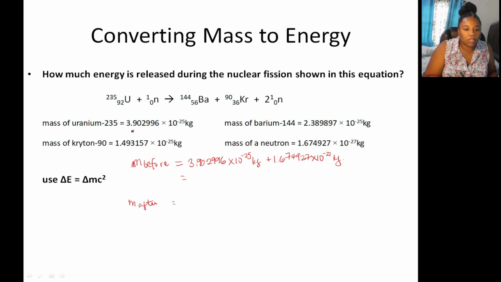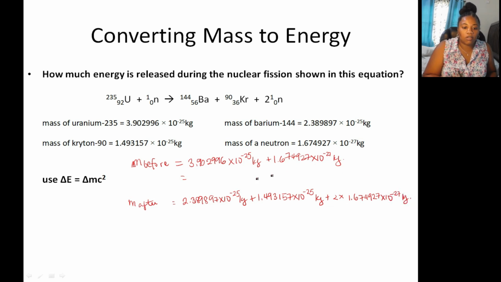would be barium. We have one of barium, that's 2.3899897 times 10 to the negative 25 kilograms, plus krypton, which is 1.493157 times 10 to the negative 25 kilograms, plus 2 of these, so we're going to say 2 times 1.674927 times 10 to the negative 27 kilograms.